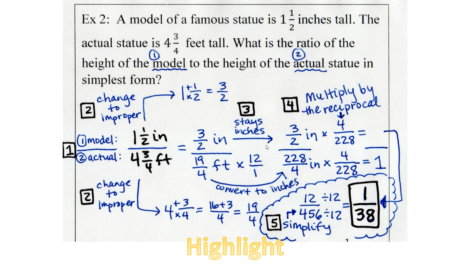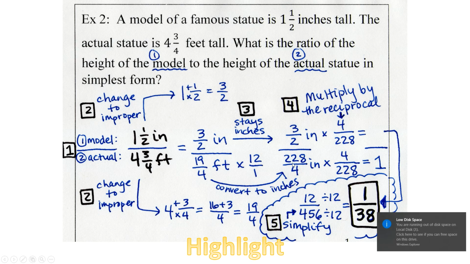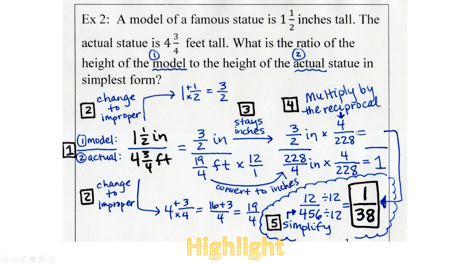So here it is on the note sheet, and I have the steps boxed. So step 1, set up your ratio based on the order in the problem. Step 2, change these mixed numbers to improper. Then we need to do a unit conversion. Step 3, this one stays inches. This one's converting to inches by multiplying by 12. Here we need to do the reciprocal. I did not cross cancel on the note sheet here, so this is not cross canceling, but with a calculator this isn't so bad.